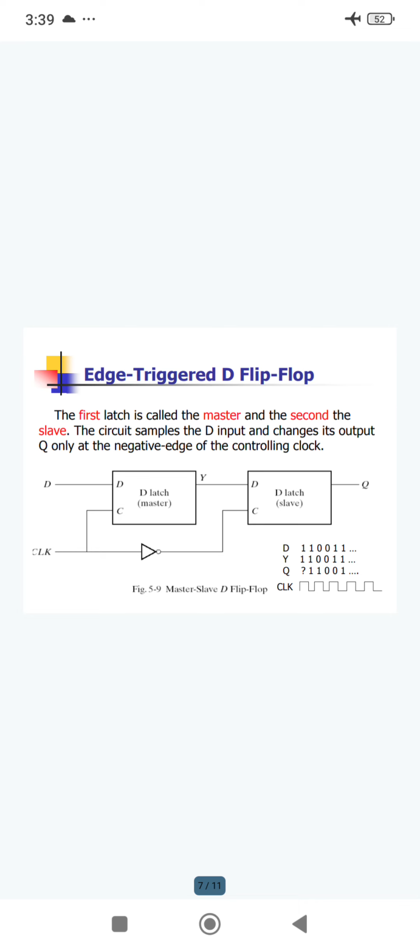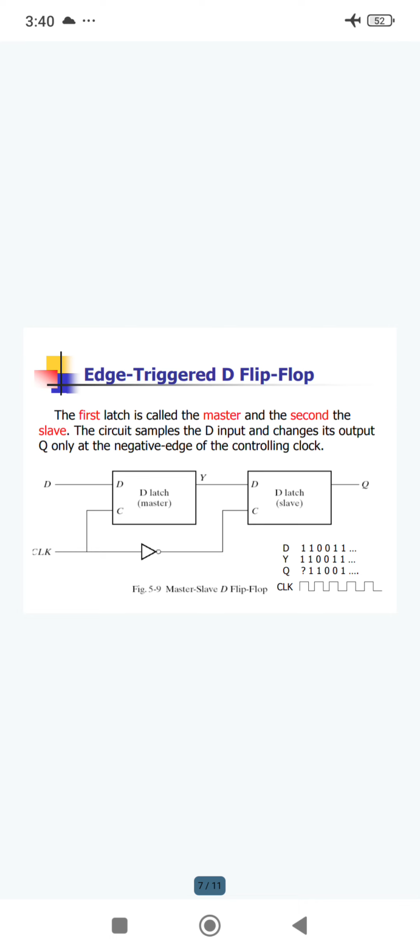So next one is edge triggered D flip-flop. In the edge triggered D flip-flop, the first latch is called the master and the second latch is called the slave. The master can be constructed by any type of flip-flop. The master slave flip-flop is given below. The master slave flip-flop is connected by two flip-flops. One flip-flop acts as a master, another flip-flop acts as a slave.